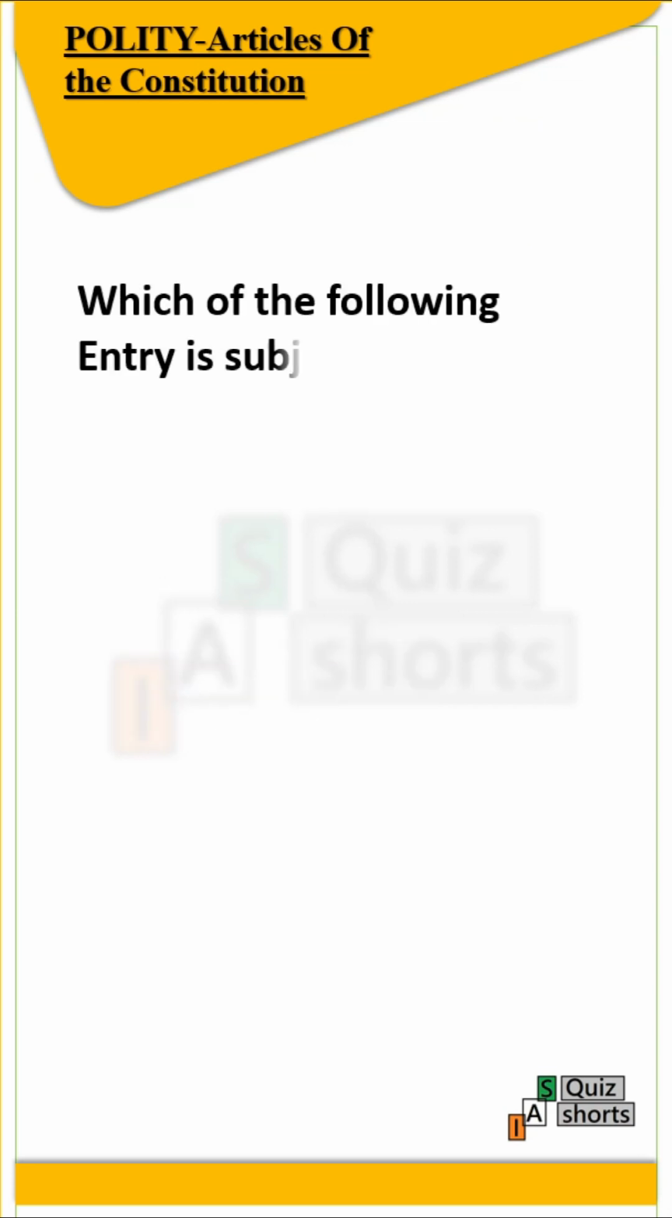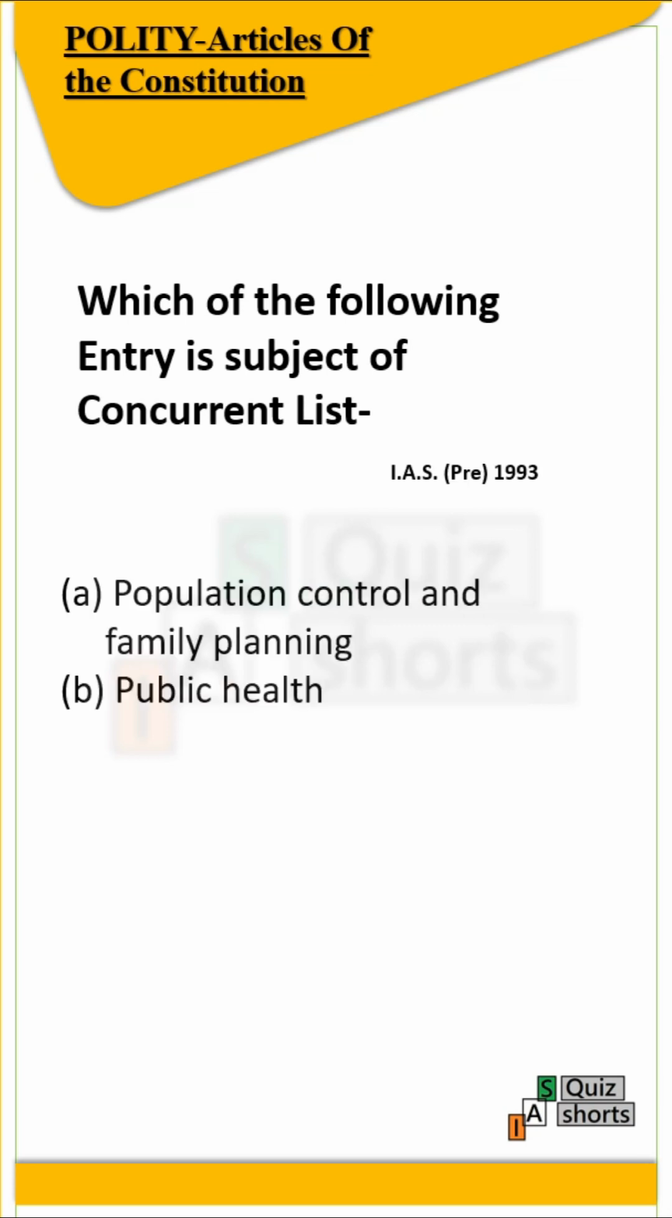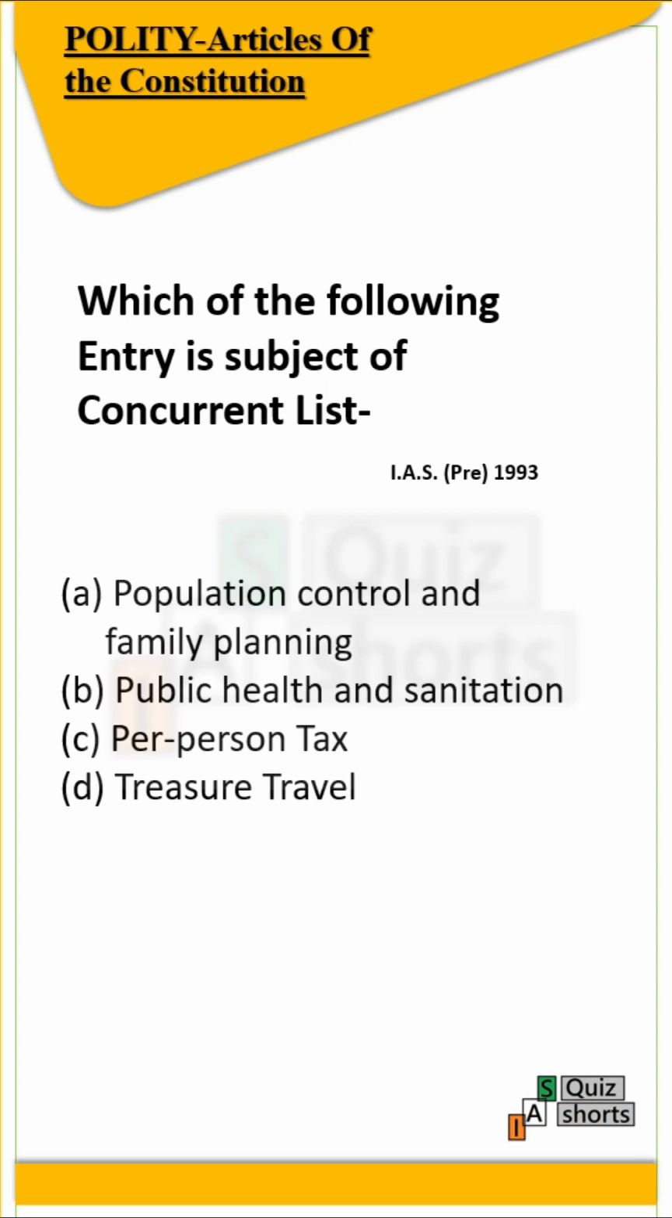Which of the following entry is subject of concurrent list? A, population control and family planning. B, public health and sanitation. C, per person tax. D, treasure travel. Answer is A, population control and family planning.